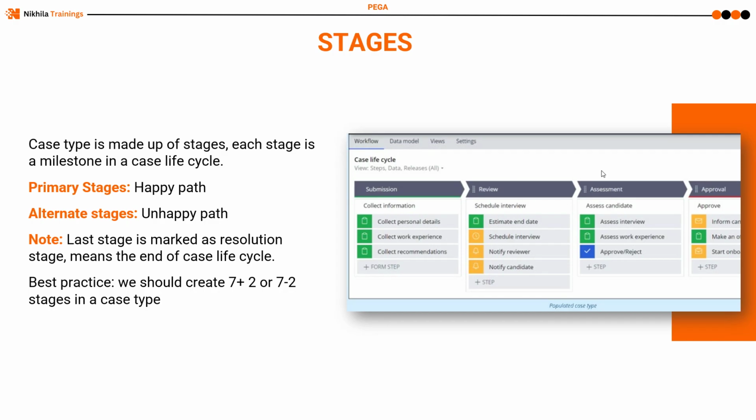Okay, this is an interview question. How many stages can you create? Best practice: 7 plus or minus 2 is the best practice. And what are the types of stages we have? Primary stages and alternate stages. Primary stages means happy path, means every user will go in this path. Alternate stages means only a few users will go in this path, like refund, return, all these kinds of things. Not everybody is going to take that path.